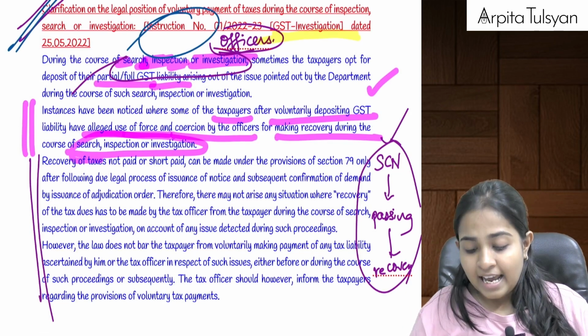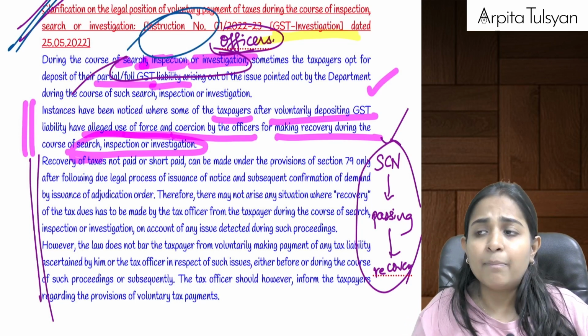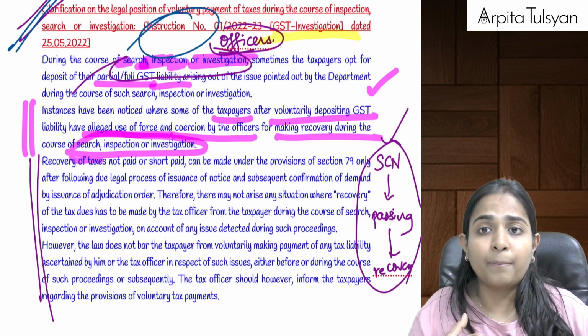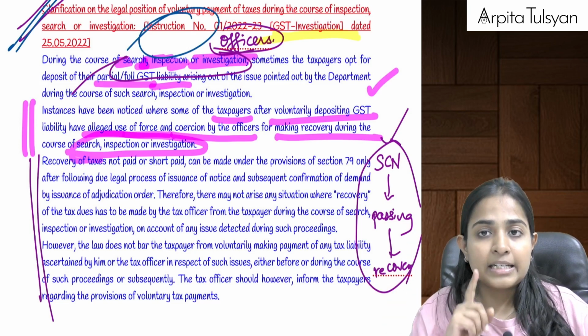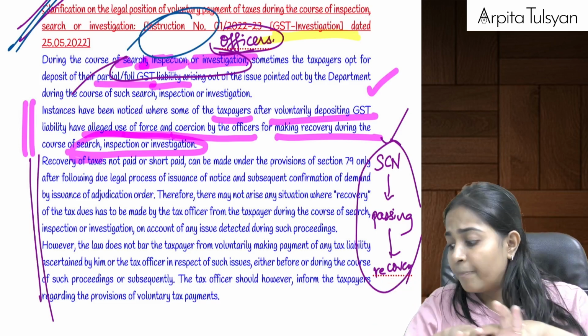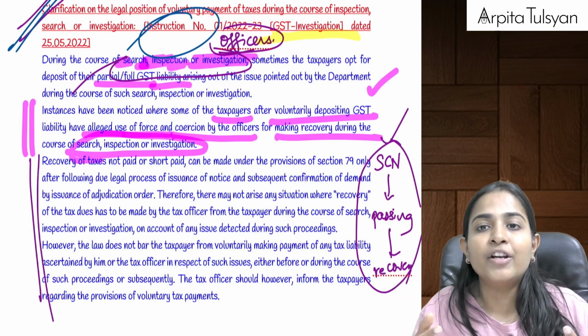They told that when you are going for search, seizure, investigation, etc., at that time, don't start the recovery proceedings. Don't coerce that particular taxpayer to pay the tax at that time itself. Now you are just going for search, seizure, investigation. Now you can just detain the books. Now you can do all those things, but you cannot start collecting the tax. You cannot start recovery of tax.